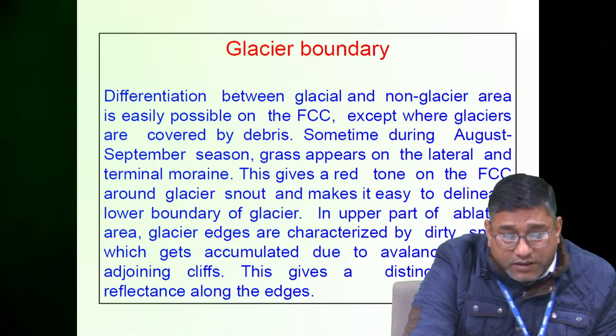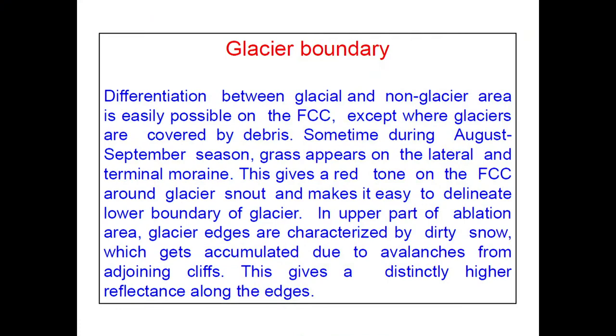To identify the boundaries of a glacier in remote sensing data, we can use optical remote sensing data. We can generate false color composites, and we can map the glaciers. And if there is a debris covered glacier, then we have to go for thermal remote sensing data as well.